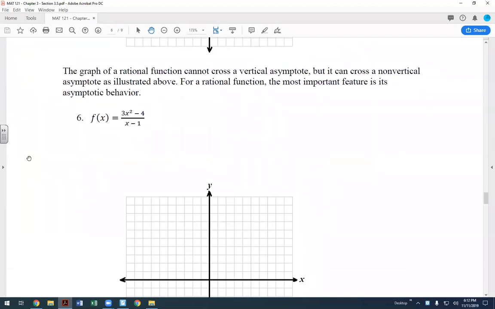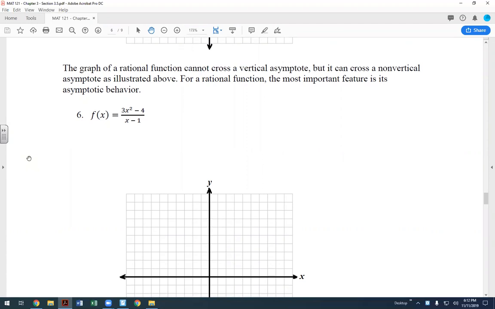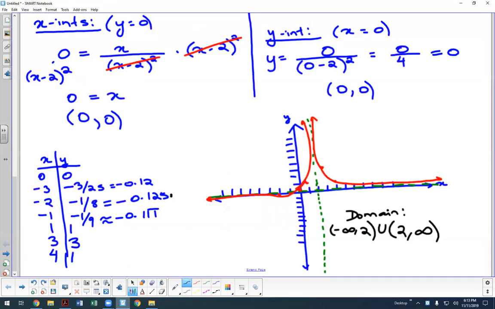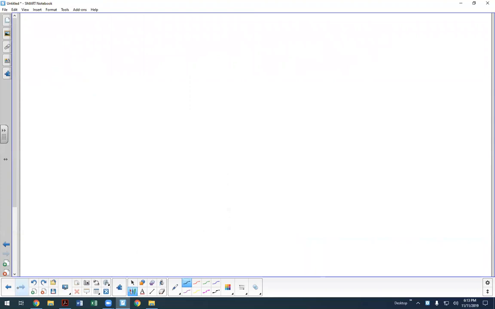Alrighty, so as they're saying, for a rational function, the most important feature is its asymptotic behavior. How is it behaving as it gets closer to these asymptotes as it's coming from one side or the other side? All right, let's see what happens with an example like number 6. Now you should notice that the degree of our numerator is larger than the degree of the denominator. So this is an example for oblique asymptote, okay? So let's go ahead and find our vertical asymptote again, and then we'll come back to the oblique.